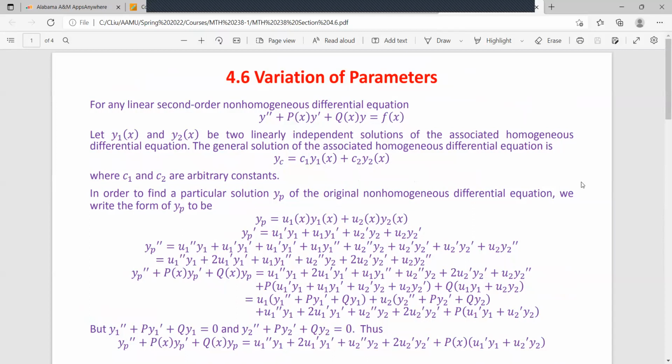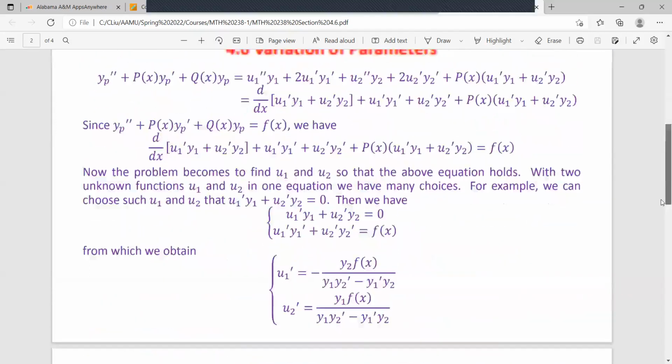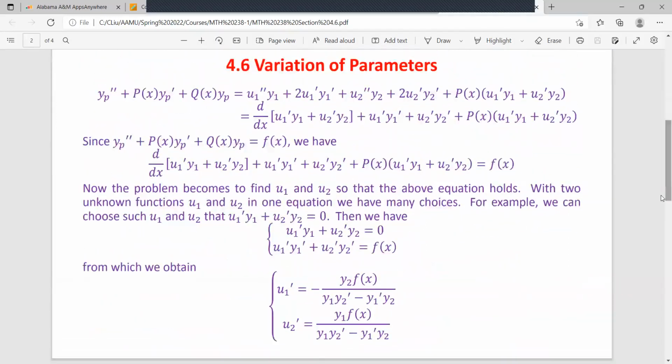All right. So the theory itself is complicated to derive the formulas. But at the end, you just use those formulas to find a particular solution yp. You don't have to derive all the formulas again. So that's called variation of parameters.